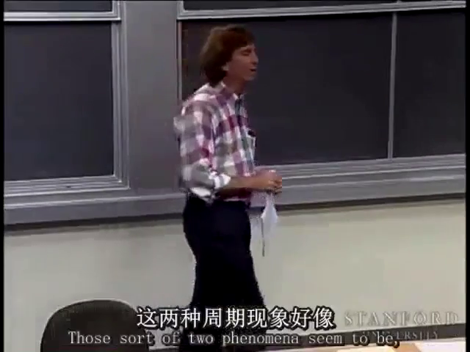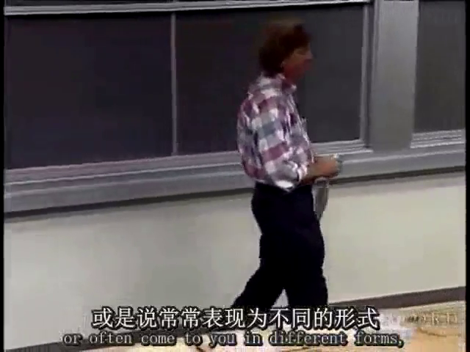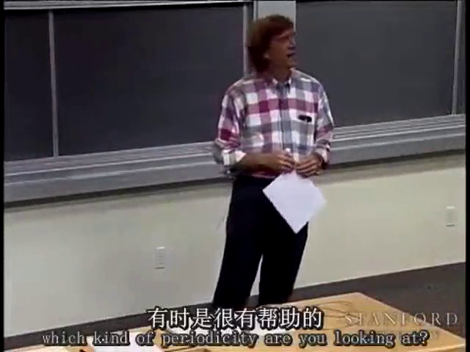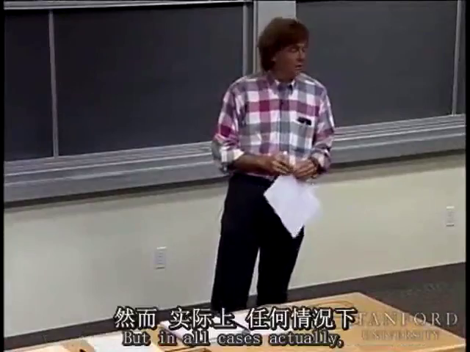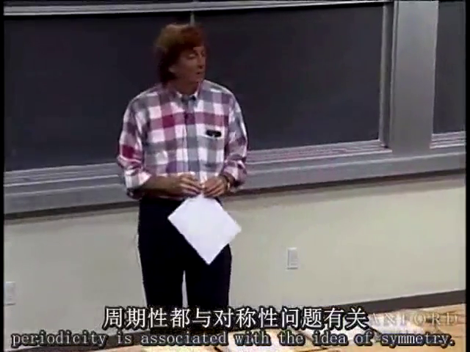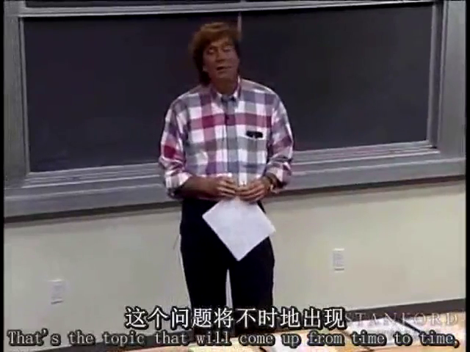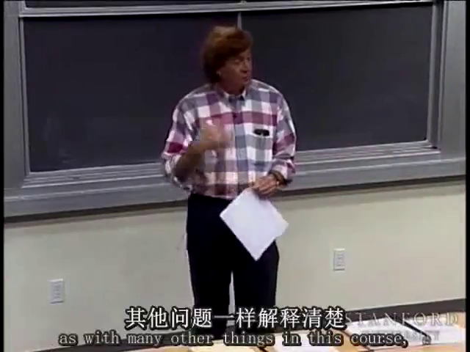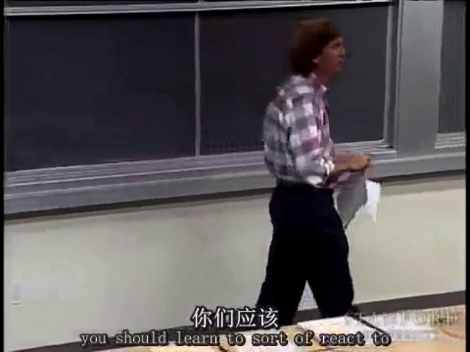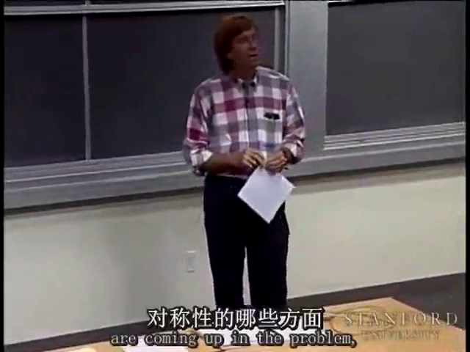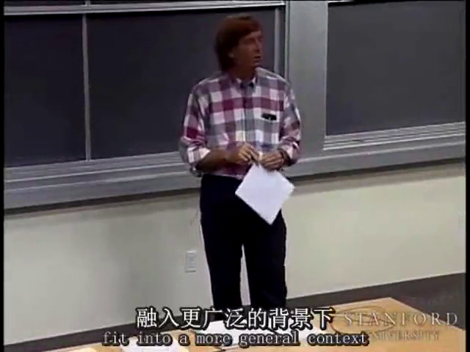perhaps a little bit artificial, but sometimes helpful, between periodicity in time and periodicity in space. The two phenomena often come to you in different forms, and it's sometimes useful in your own head to ask yourself which kind of periodicity you are looking at. But in all cases, periodicity is associated with the idea of symmetry. That's a topic that will come up from time to time, and if I don't mention it explicitly, as with many other things in this course, it's one of the things you should learn to react to or think about yourself. See what aspects of symmetry are coming up in the problem. How does a particular problem fit into a more general context?